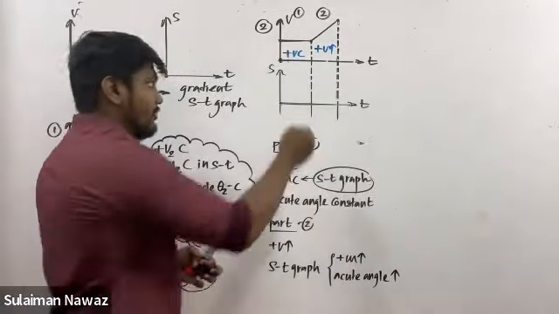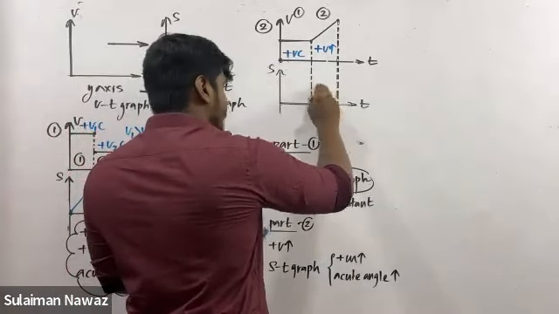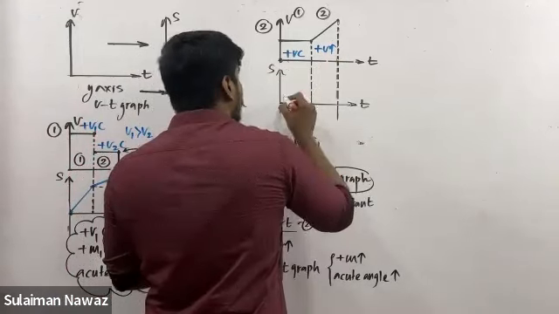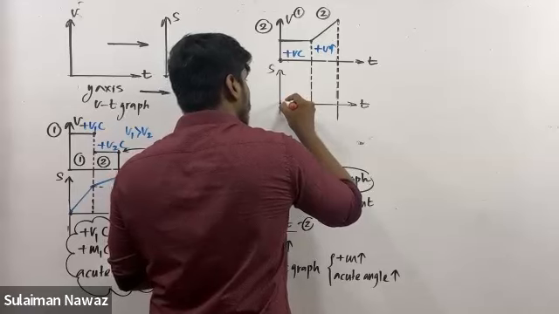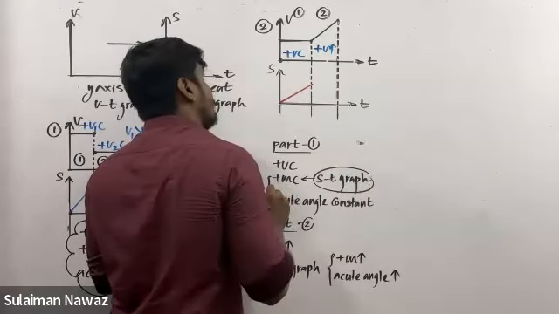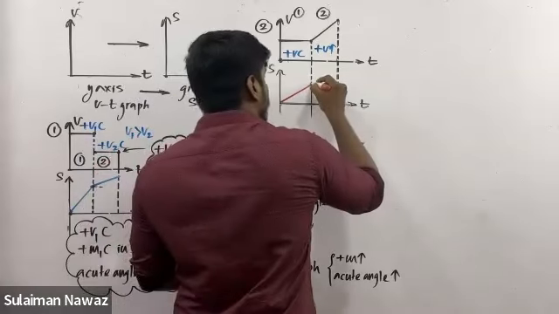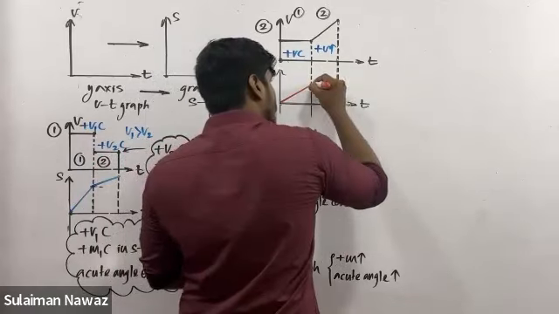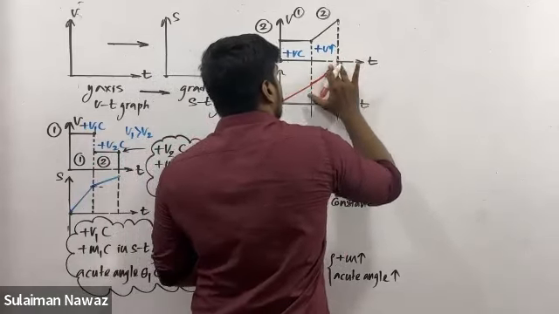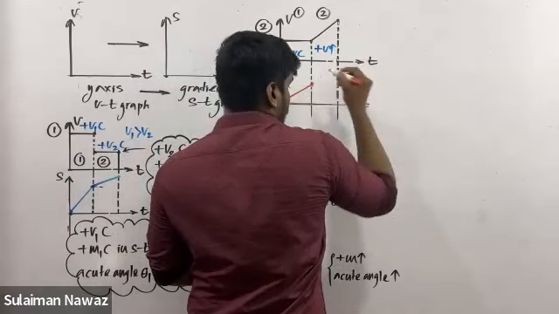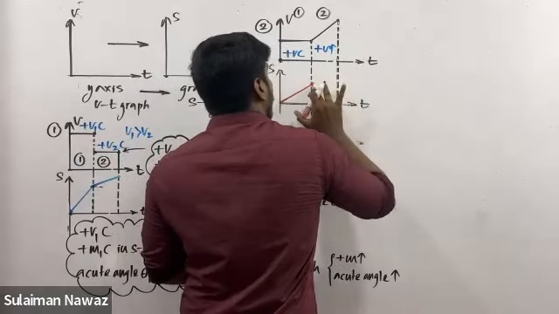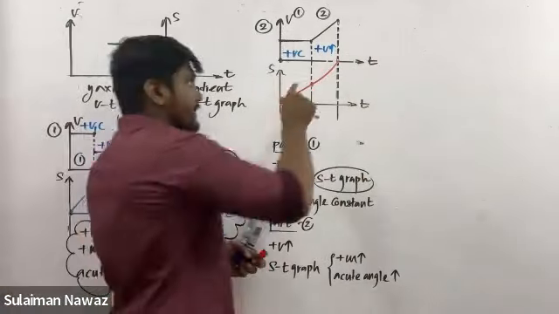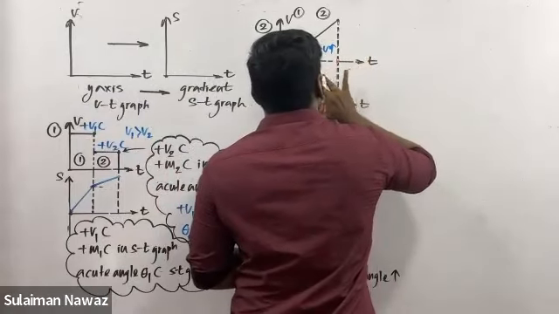And now I understood initially acute angle must be constant, then acute angle must be increasing. How will we draw that? Like this, constant acute angle, then acute angle is increasing. The second part must be some kind of curved one.